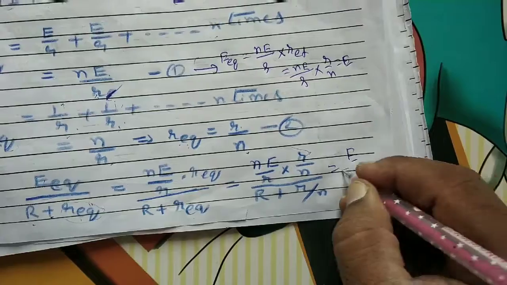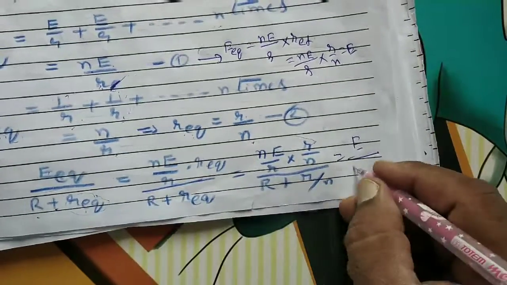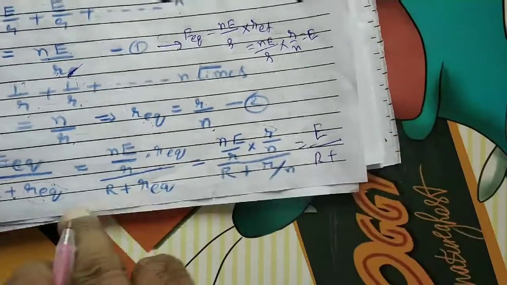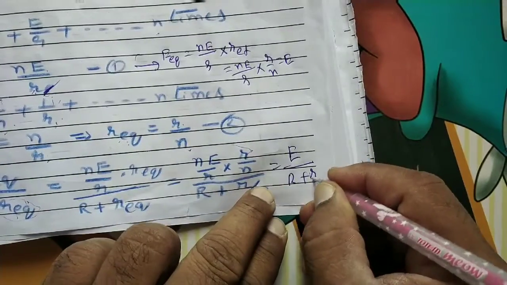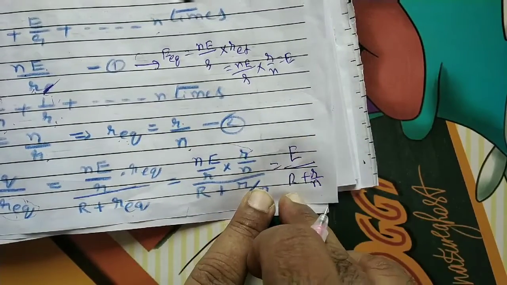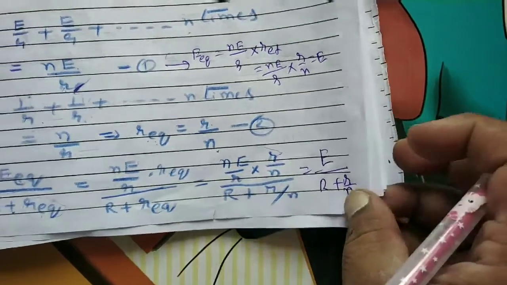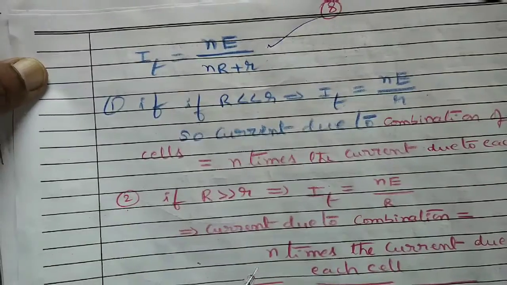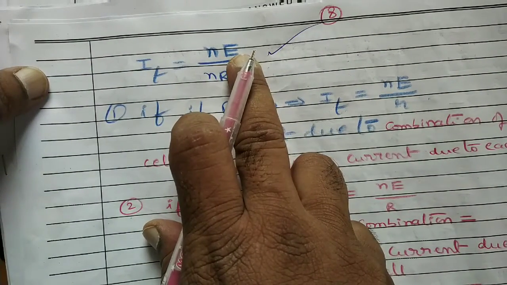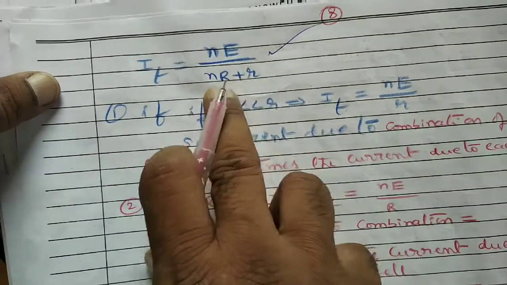One cell's EMF divided by R plus the effective internal resistance. What we got? R by n. So E by R plus R by n. If we take the LCM, we will get nE by nR plus r. This is the expression for current: n times each cell's EMF by nR plus r.